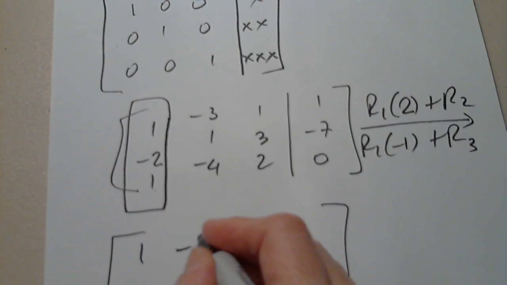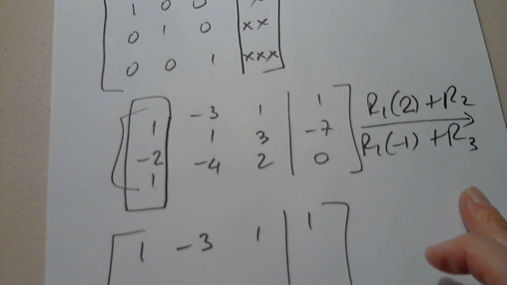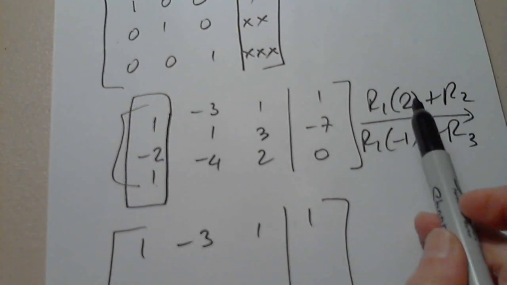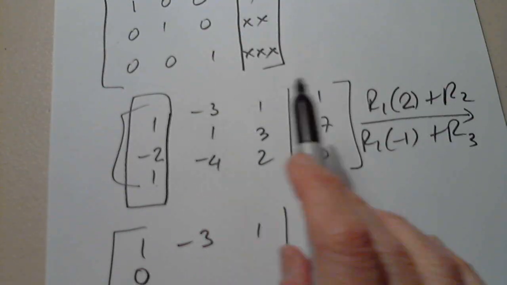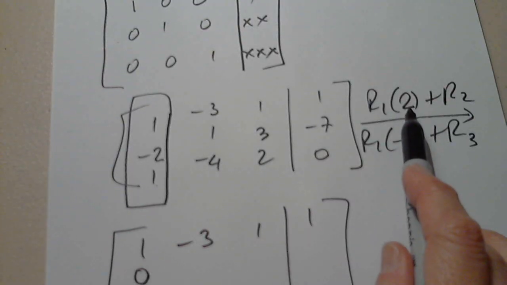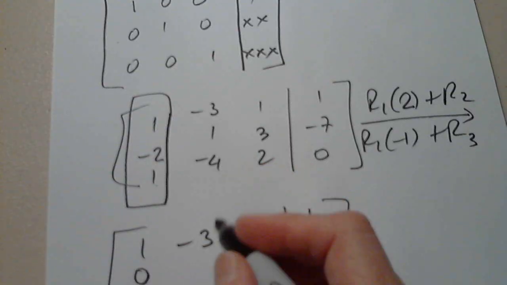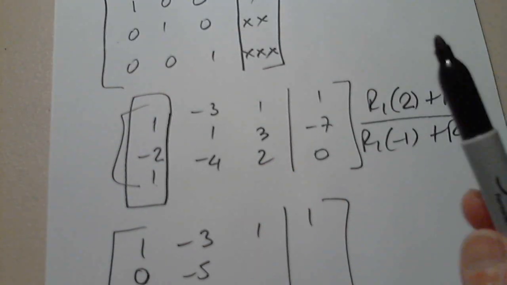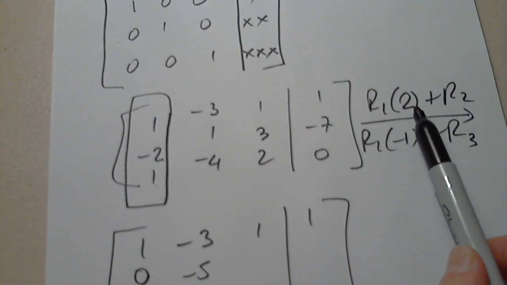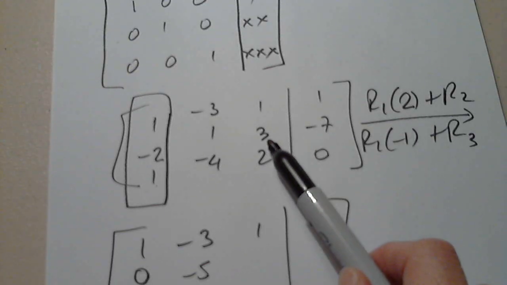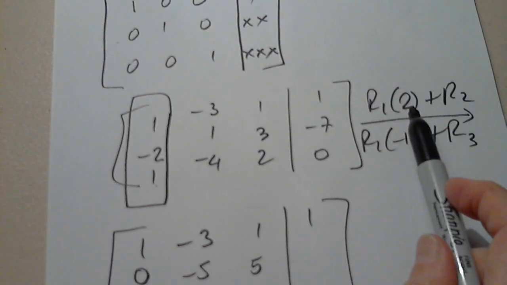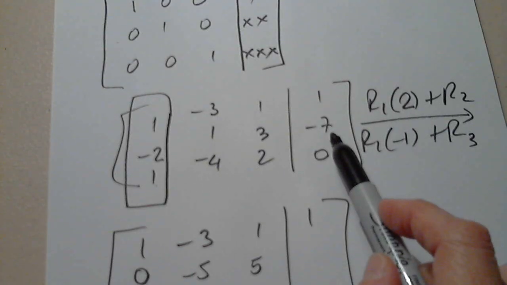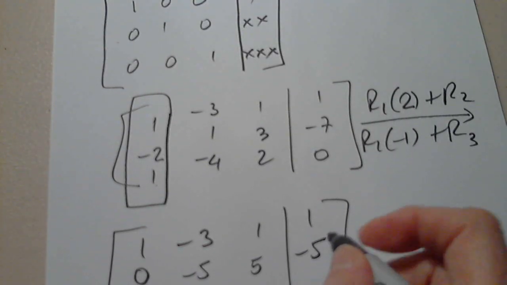That one does not change. 1 times 2, 2, minus 2. Negative 3 times 2, negative 6. Negative 6 plus 1, negative 5. 1 times 2, 2. 2 plus 3, 5. 1 times 2, 2. Minus 7, negative 5.